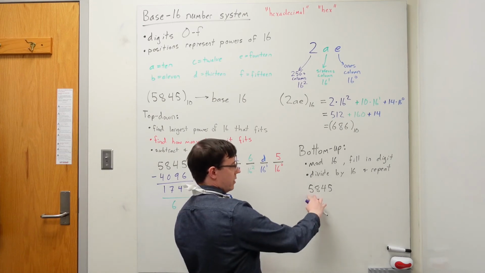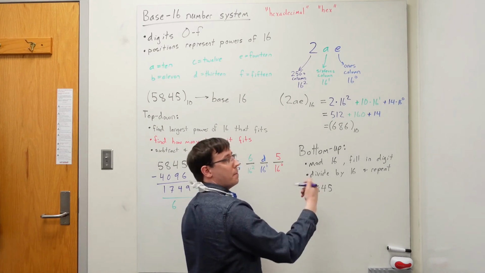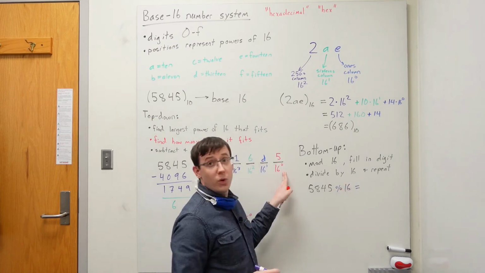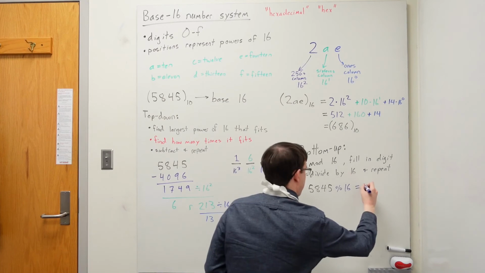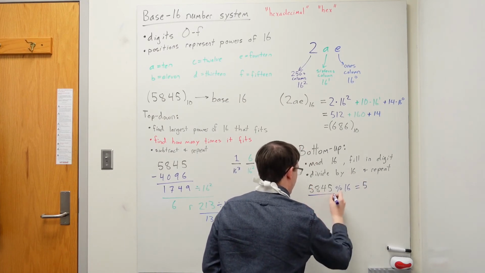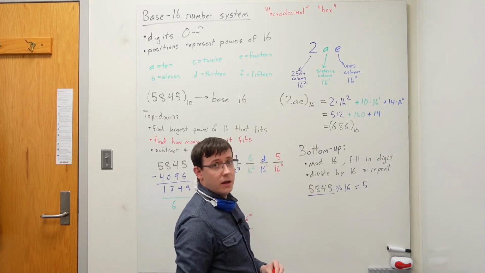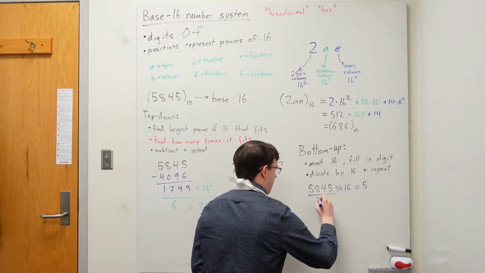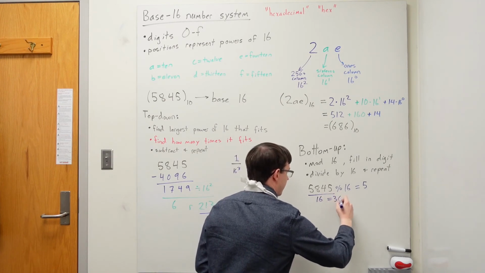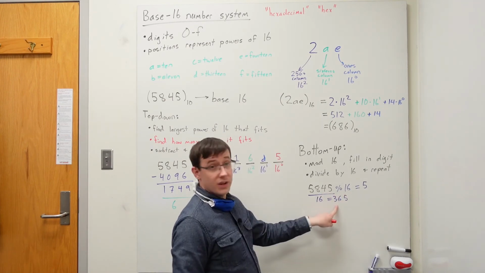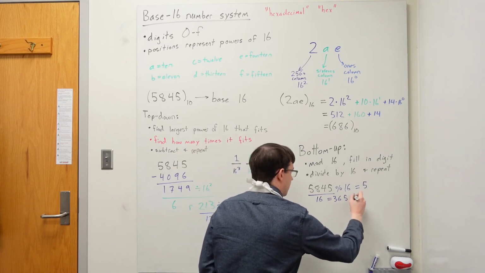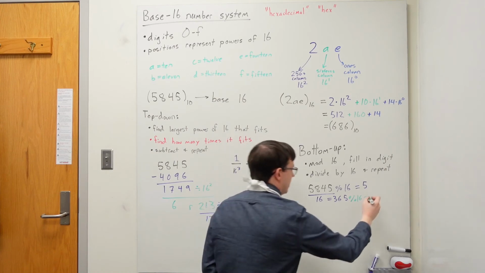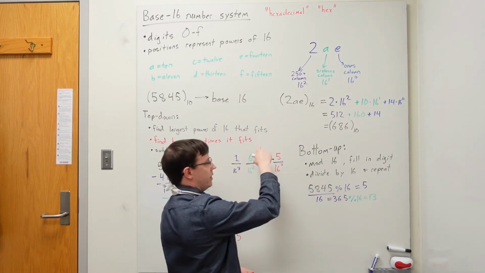So if we compute 5,845 mod 16, we'll get a 5, and then we divide by 16 and throw away the remainder, which gives us 365. 365 mod 16 gives us 13. So we would fill in a D.